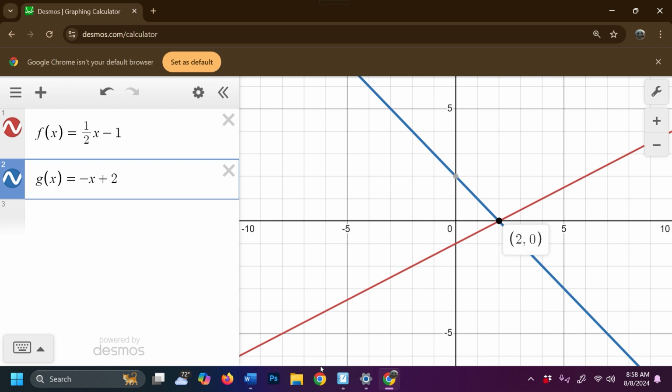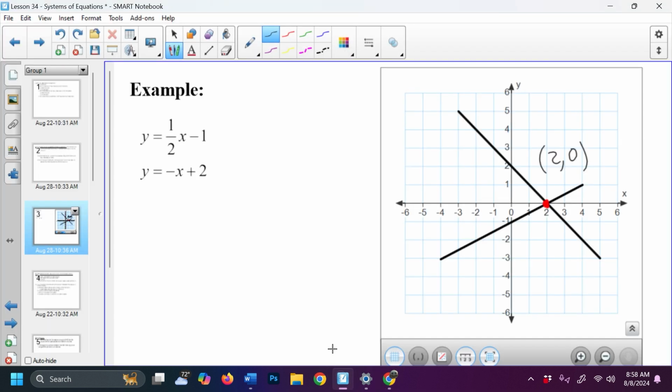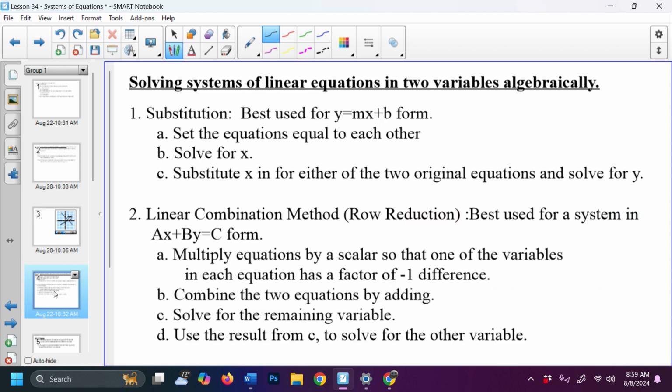Now this is the graphical solution for this system of equations, but what happens if we need to do it algebraically? So solving a system of linear equations in two variables algebraically, we have two main methods to do that. And the first one is known as substitution, and it's most easily used when you have both of the equations in y equals mx plus b form, or at least one of those two in y equals mx plus b form.